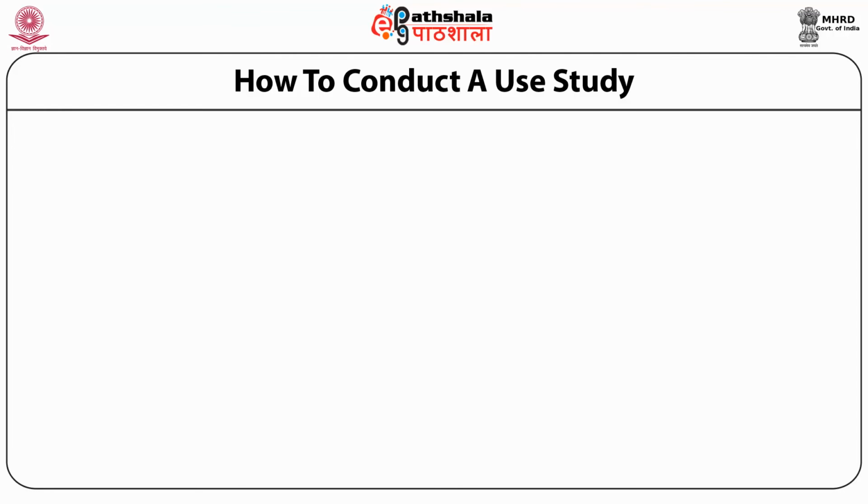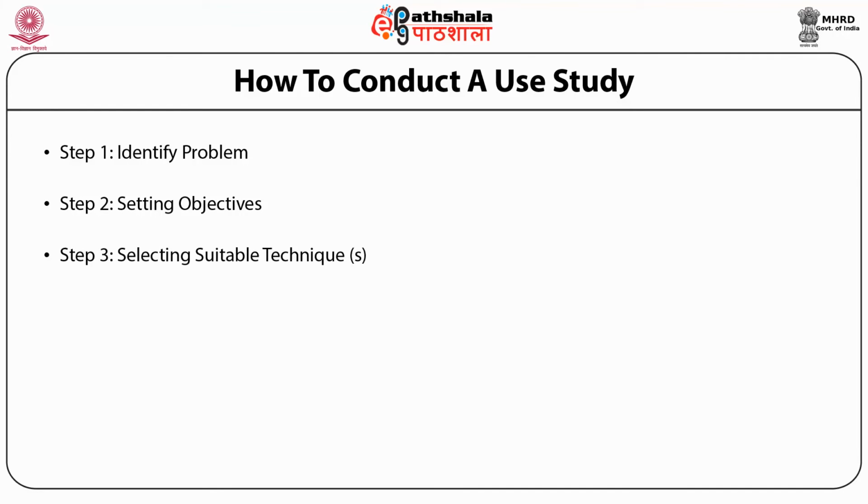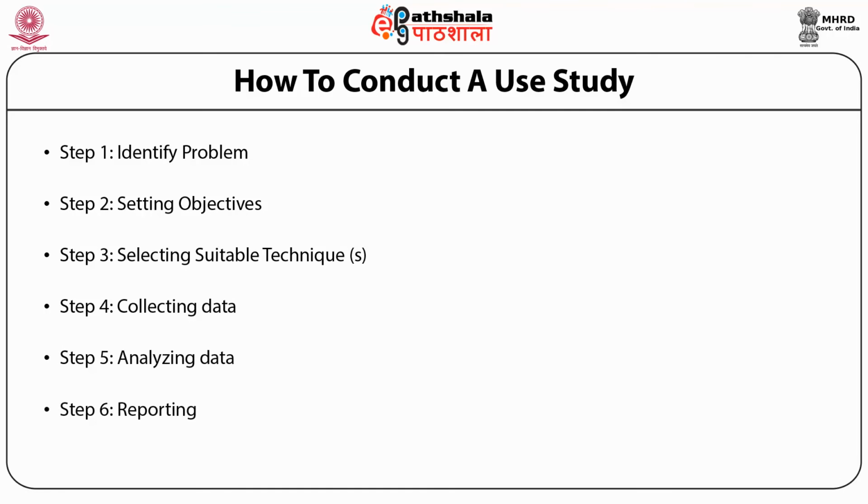As we have already discussed, the user study involves the following steps: identify problem, setting objectives, selecting suitable technique, collecting data, analyzing data, and reporting. Now we will discuss each and every step in detail. The first step is identify problem. It is helpful because the process of identification of the problem extends a better understanding of what is to be examined to assess the internal and external environment of the library.